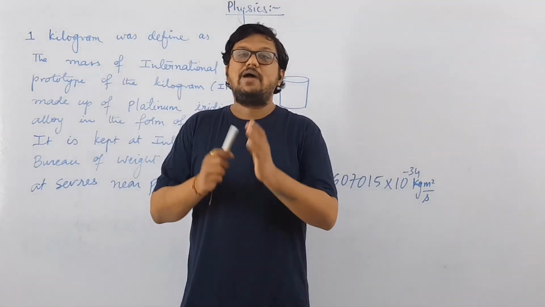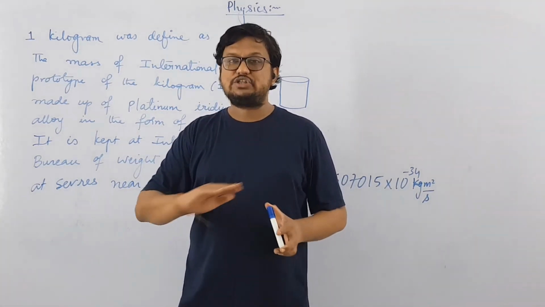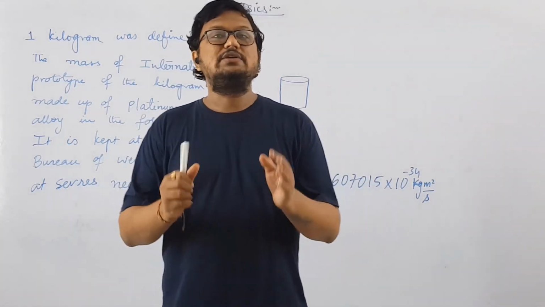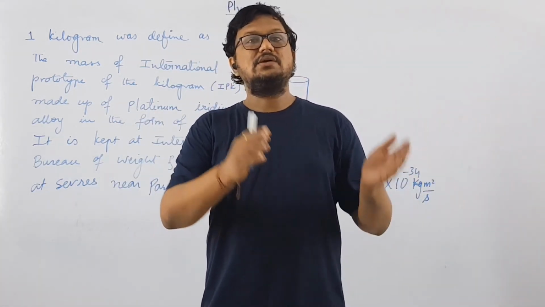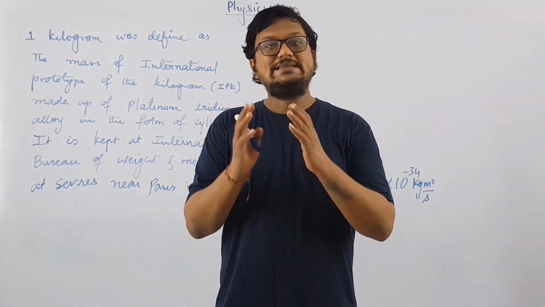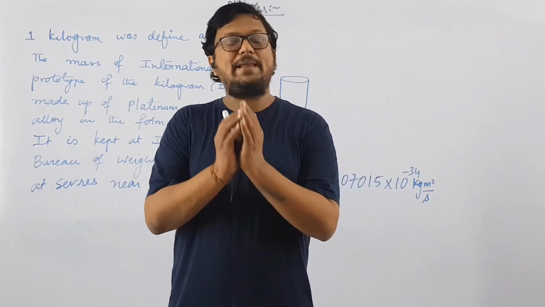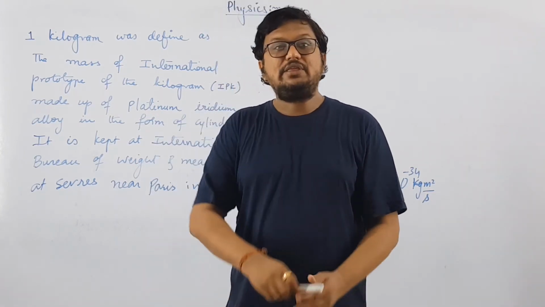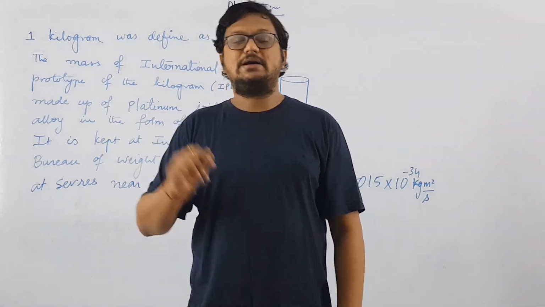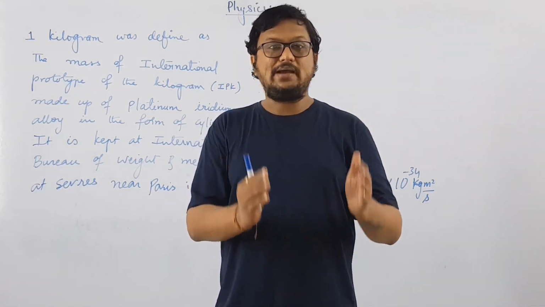This was the value of Planck constant which was calculated, and it was locked. Locked means the value of Planck constant was now considered a universal constant. It will not change, right? Like gravitational constant, capital G, the universal constant of gravitation. Its value is fixed, right? In the same way, the value of Planck constant h was fixed, and with the help of this Planck constant, we have defined the new unit of mass. So the new unit of mass was defined on the basis of Planck constant.